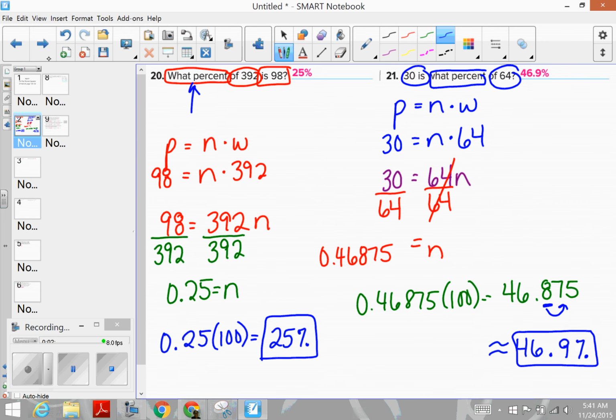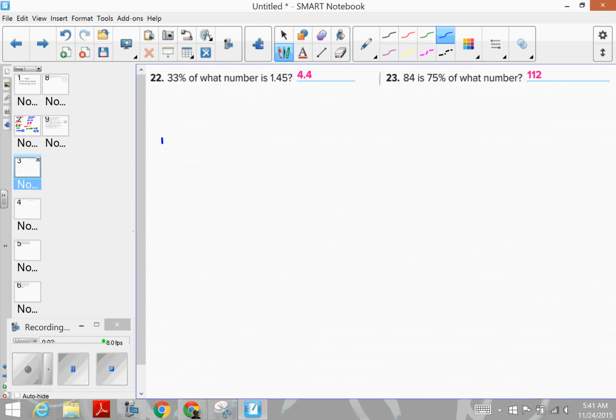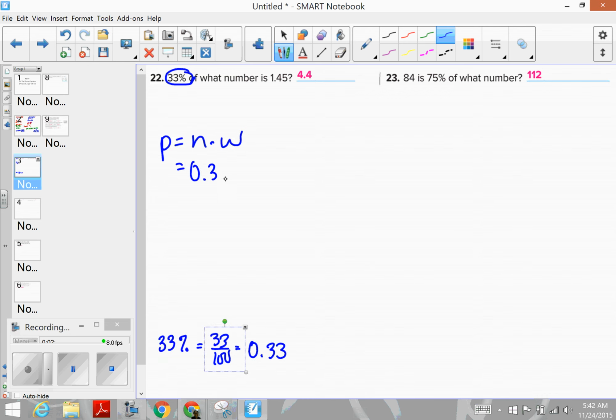Okay, next one. Again, write your formula. P equals percent times whole. So 33%. Okay, and just so we work on the bottom here, 33% equals 33 over 100, and that equals 0.33. So 0.33 of what number? We don't know, so times W is 1.45. Okay, so how we're going to do this is we're going to divide by 0.33 on both sides.